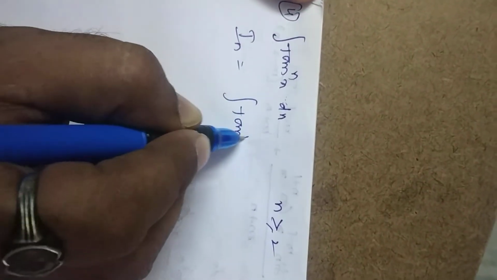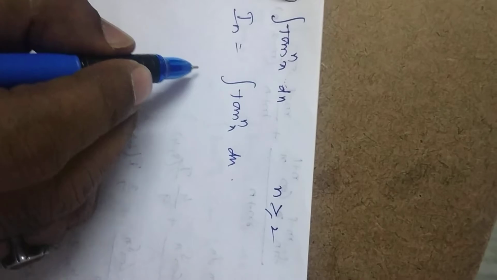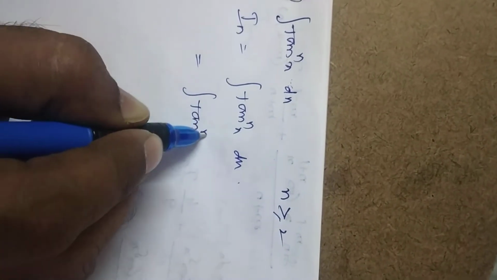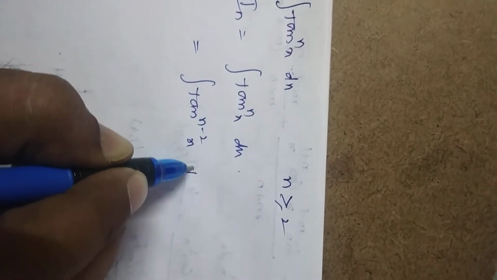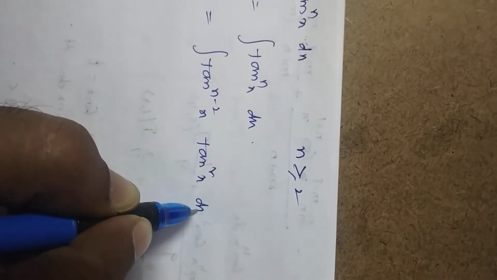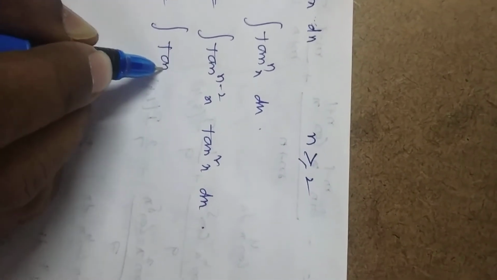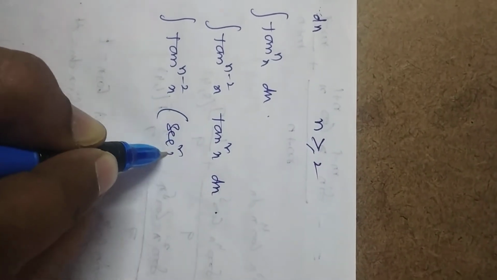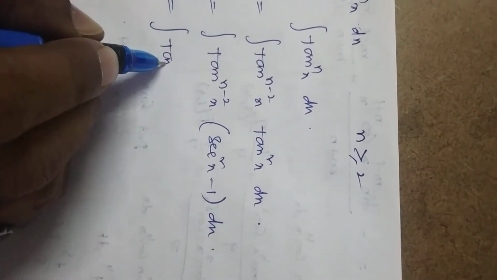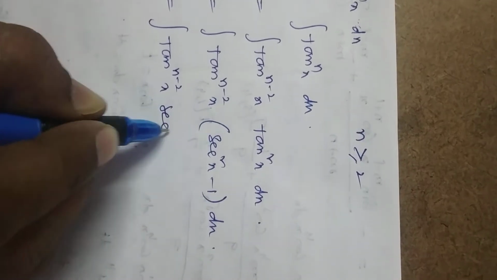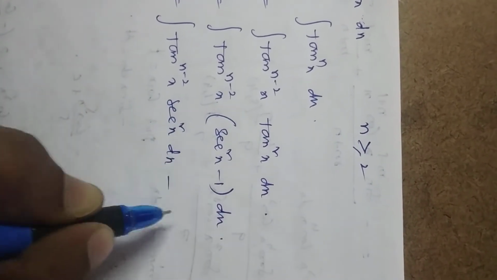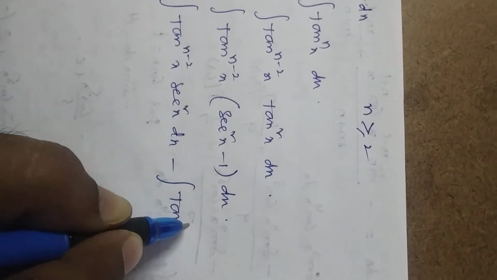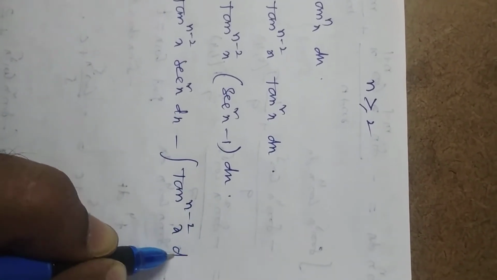Suppose that I_n is equal to the integration of tan^n x dx. Here I write this as tan^(n-2) x into tan^2 x dx, which is equal to the integration of tan^(n-2) x into tan^2 x, and I will write tan^2 x as secant square x minus 1 dx. So this is equal to tan^(n-2) x into secant square x dx minus the integration of tan^(n-2) x dx.